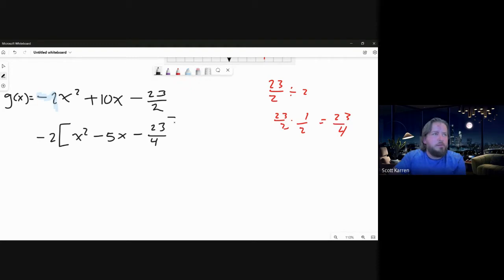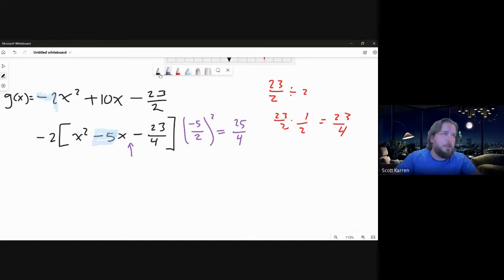I want to complete the square, so I'm going to look at my middle number. That is negative 5. And I divide that by 2, but there's nothing to simplify here, so it's just negative 5 over 2. And I take that number and square it. And so that is 25 over 4. And that's the number I want after my x term. So I'm going to plug it in there, right?